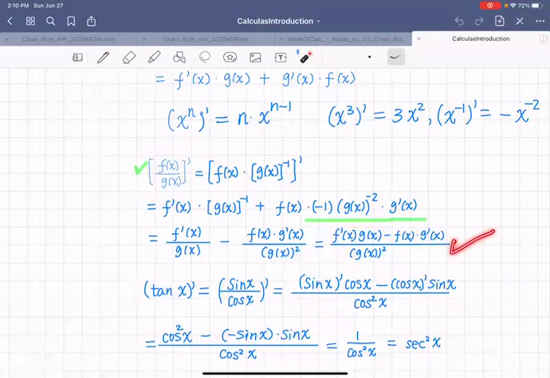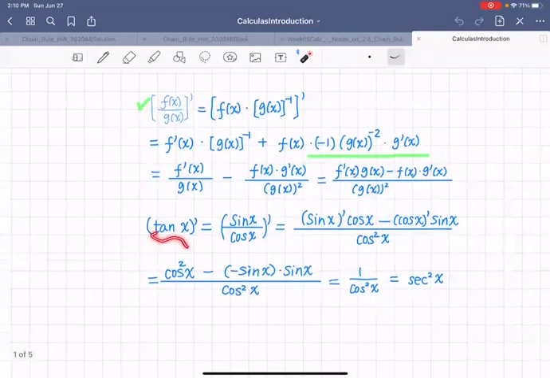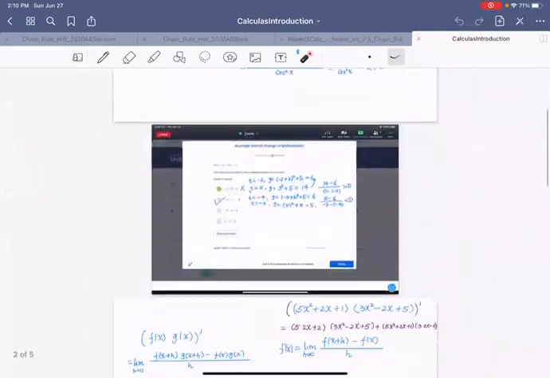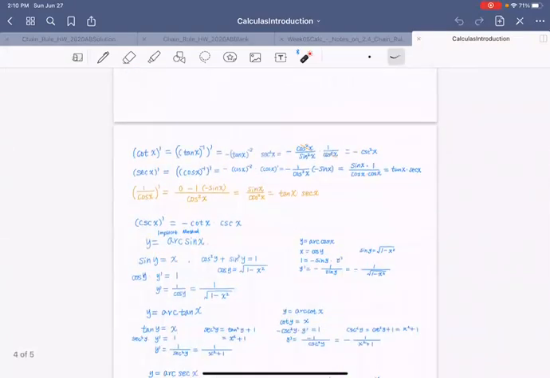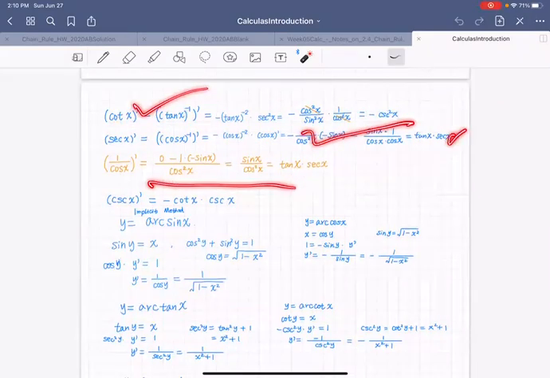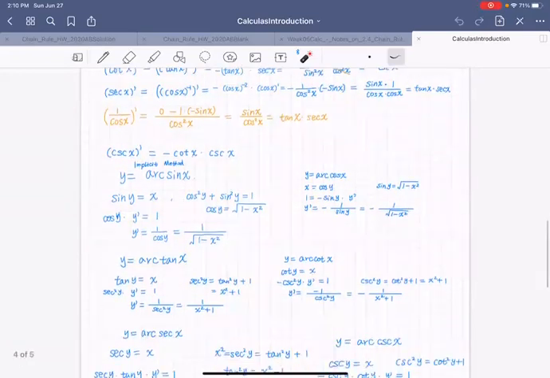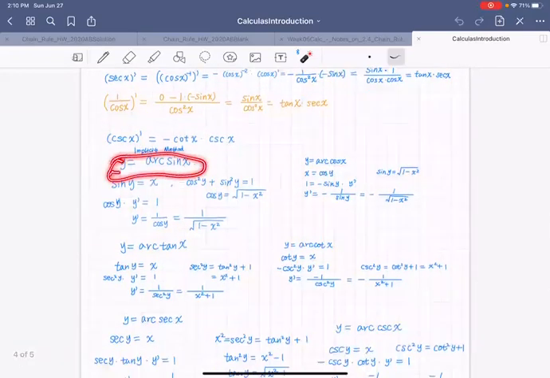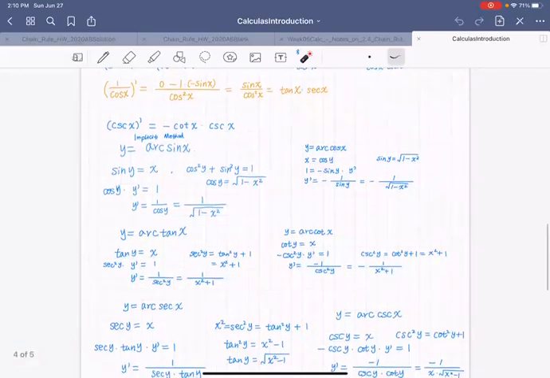When we know how to do the quotient rule, we find out the tangent derivative is secant squared. Now, we also derived the cotangent derivative and the secant derivative. This is how those formulas come from. You need to be able to do this and remember the conclusion. Cosecant derivative. For the inverse trigonometry, it is too hard for now. We will hold it until next class.